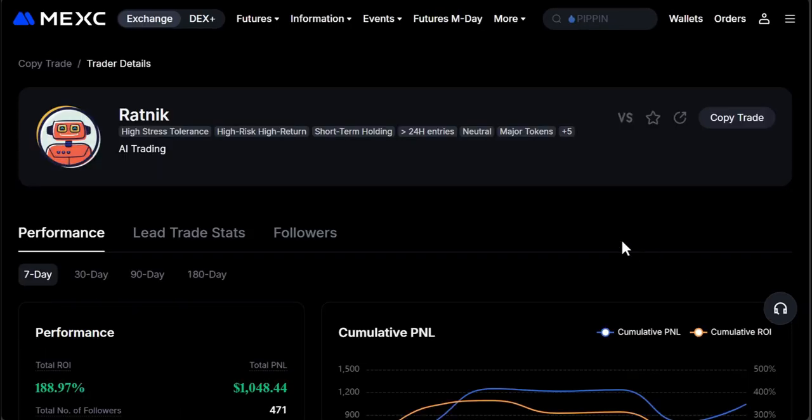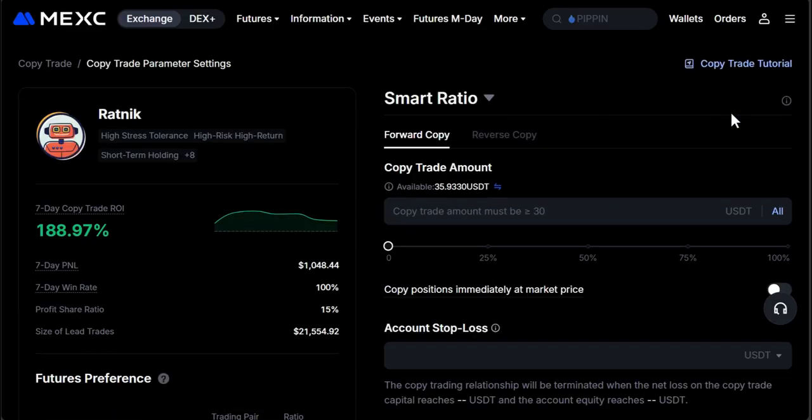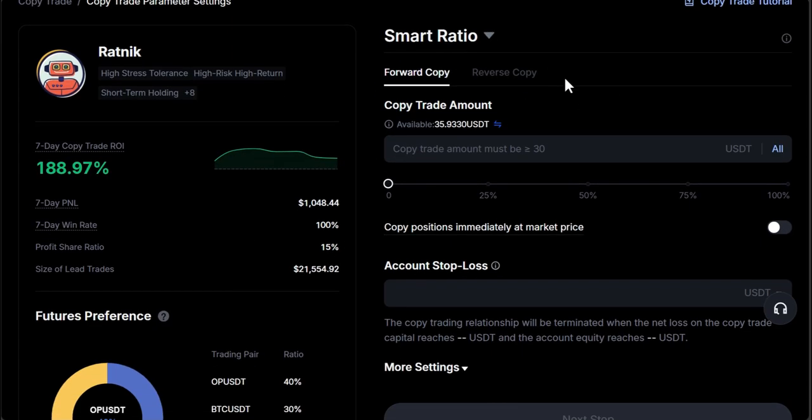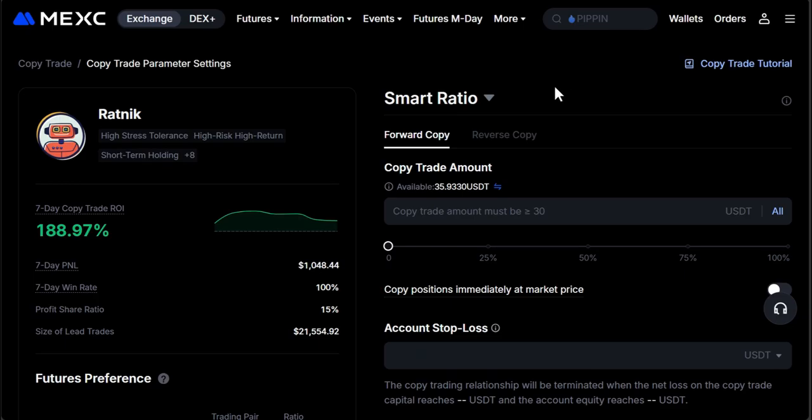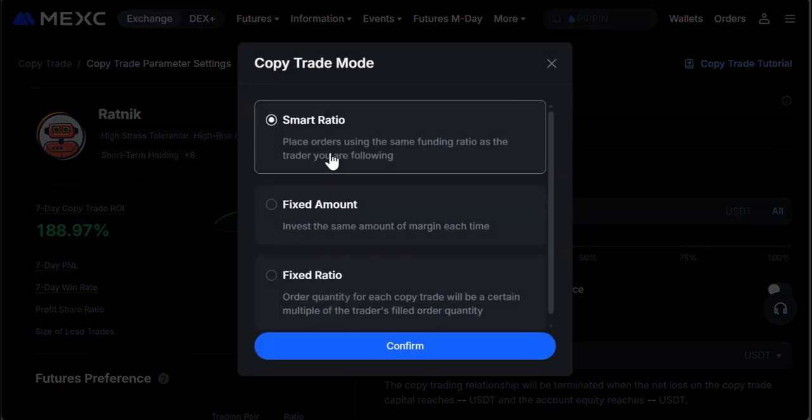Alright, so once you find a trader you like, click the copy trade button on the right side of their profile. Now this is where it gets interesting because MEXC gives you a lot of control over how you copy trade. MEXC offers 3 modes: Smart Ratio, Fixed Amount, and Fixed Ratio mode. Smart Ratio lets master traders manage your portfolio risk with fixed ratio and optimized entry timing. This is recommended for traders new to copy trading, so if you're just starting out, definitely go with this one.